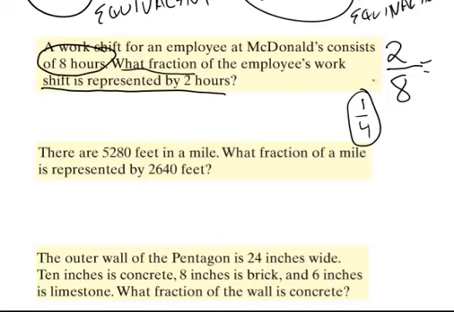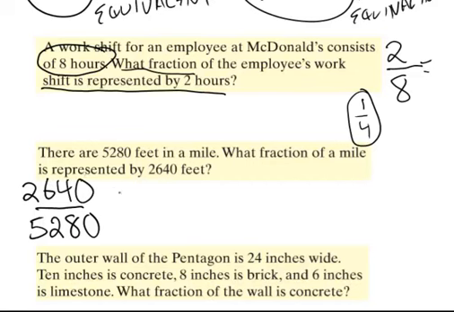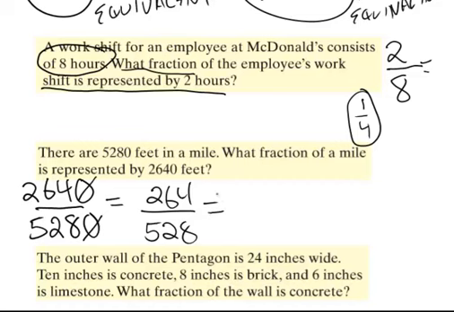The next problem, very similar. It says that there are 5,280 feet in a mile. What fraction of the mile is represented by 2,640 feet? Okay, so I know that there's typically 5,280 feet in a mile. Right now we have only gone through 2,640. I need to reduce this fraction. If I divide them both by 10, essentially what I'm doing is canceling out those zeros. Now I have 264 over 528. I'm going to go ahead and take those two numbers now, and I'm going to divide them out. I'll go ahead and divide them both by 2 because I know I can.